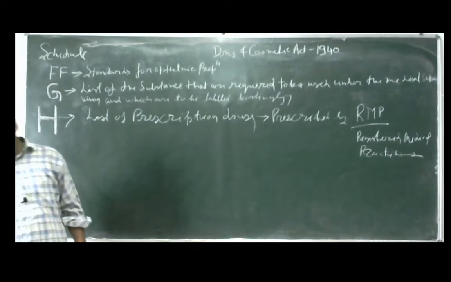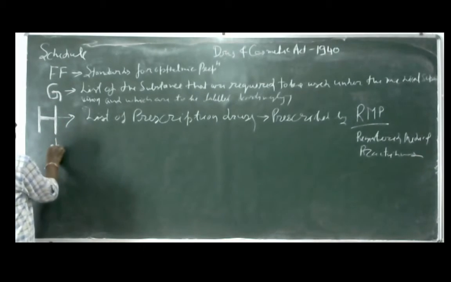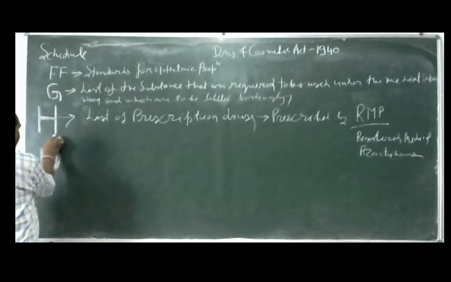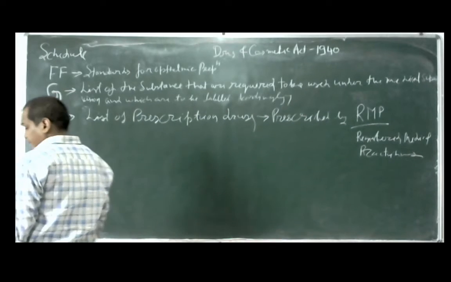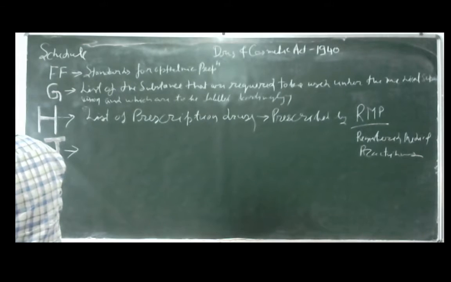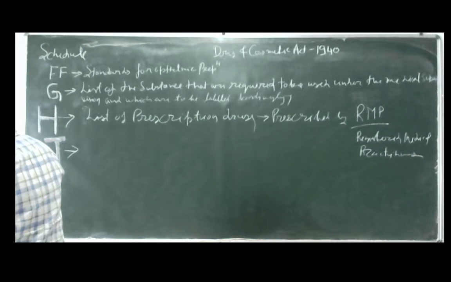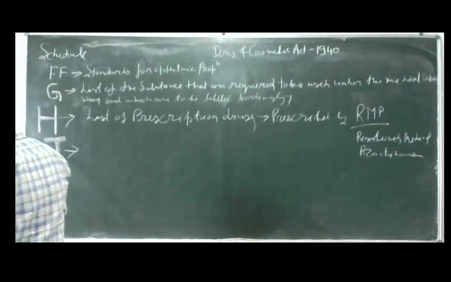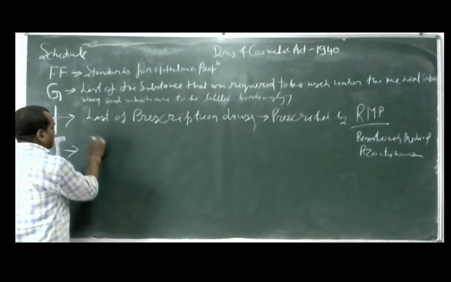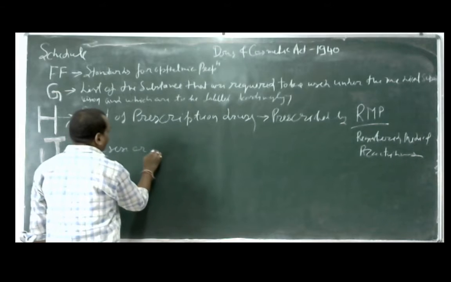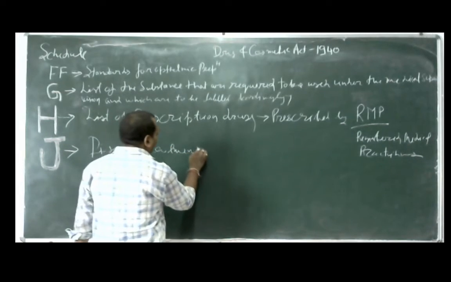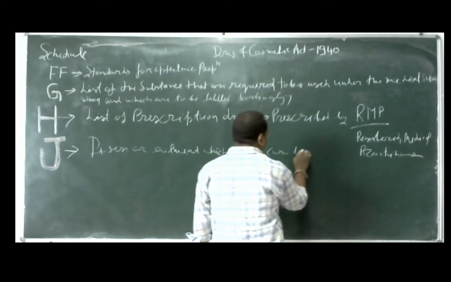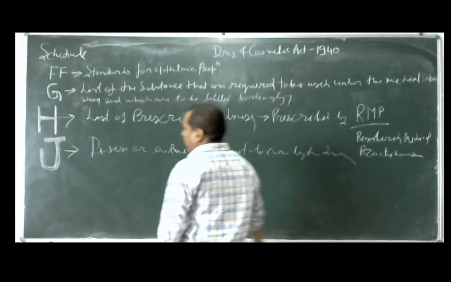The next one is Schedule J. In Schedule J, the diseases or ailments which a drug may not purport to prevent or cure are listed. Diseases or ailments which cannot be cured by the drug come under Schedule J.